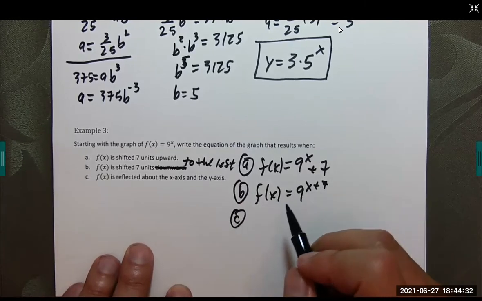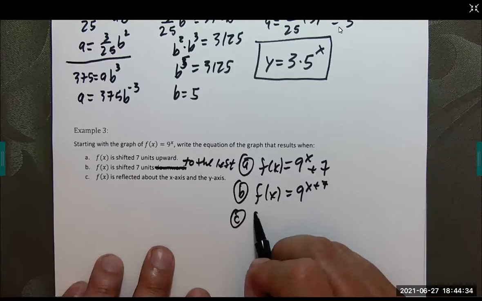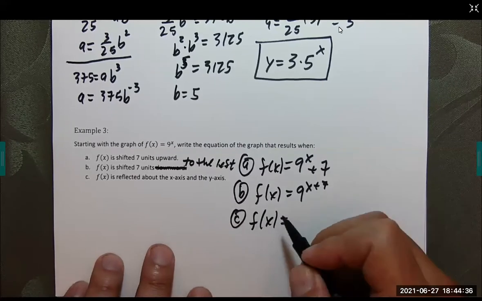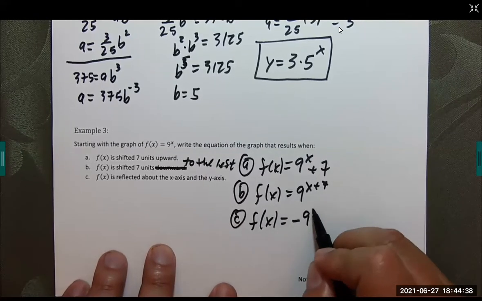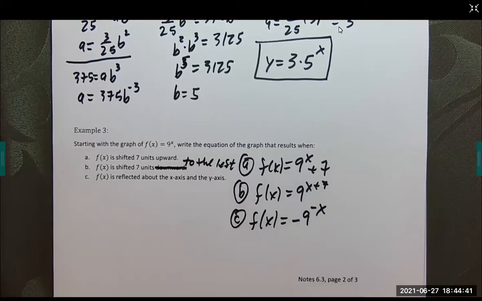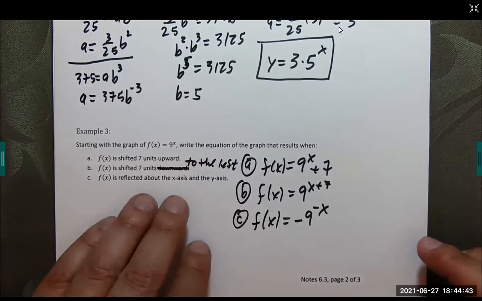And it's reflected about the x-axis and the y-axis. That is going to be negative 9 to the negative x. Not too bad.